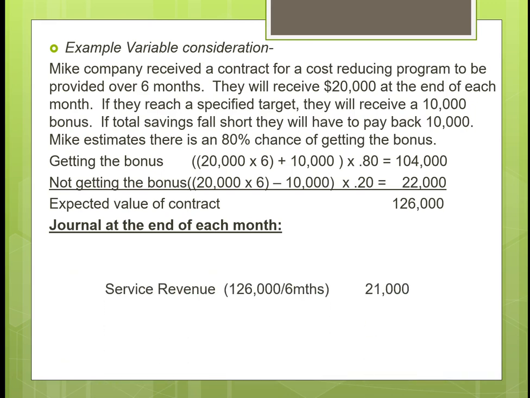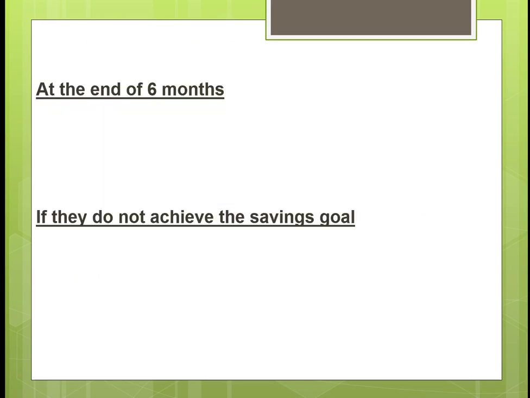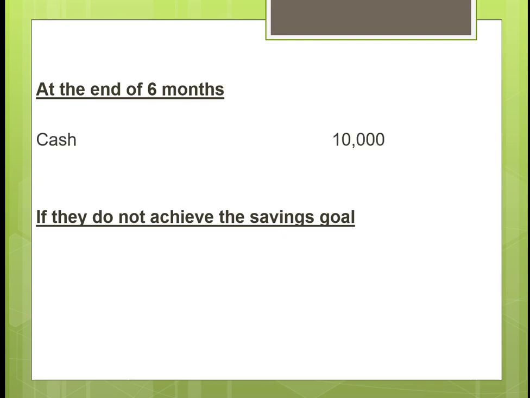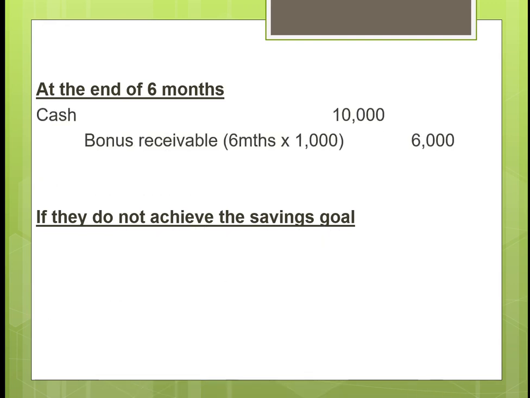Journal at the end of each month. It's going to be the $126,000 divided by 6 months. Bonus receivable will be $1,000 and cash will be $20,000. Now we would end up doing that journal every month until the end. At the end of 6 months, cash will be $10,000. We would reduce our bonus receivable and book our service revenue of $4,000.